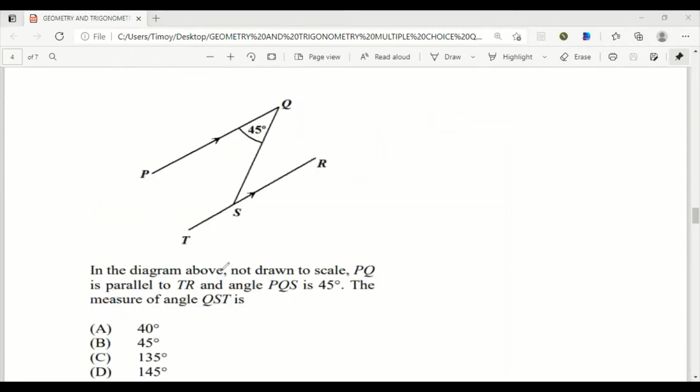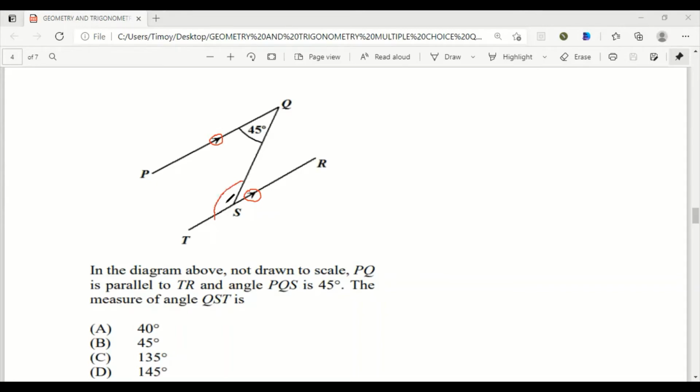In the diagram above, not drawn to scale, PQ is parallel to TR, right? So we know that PQ is parallel to TR, and those arrows here suggest parallel. Angle PQS is 45 degrees. The measure of angle QST, we need to find that. We want this angle QST, which is this angle here.